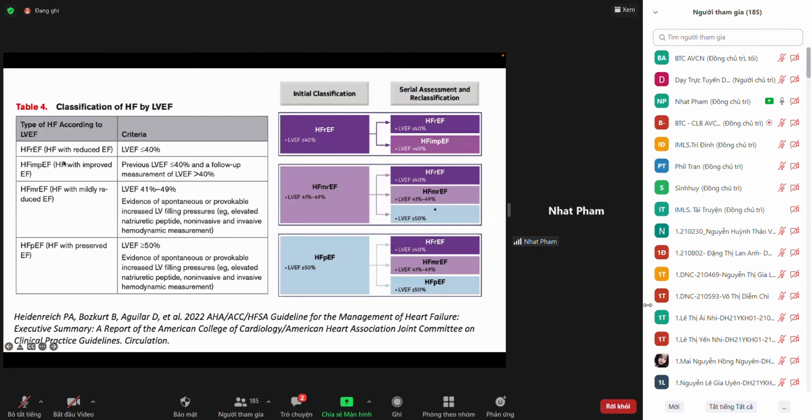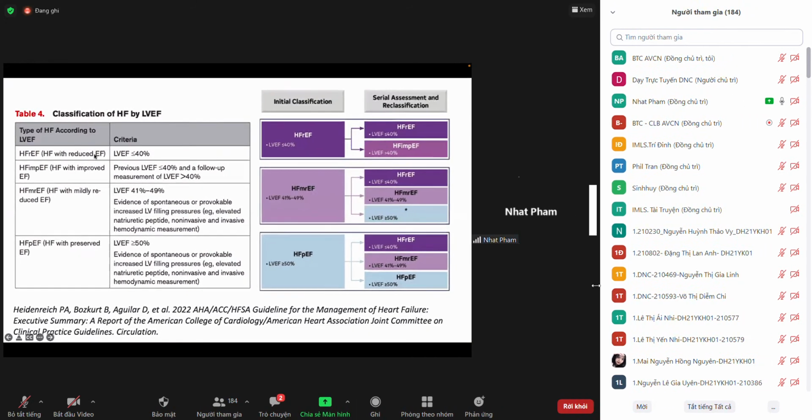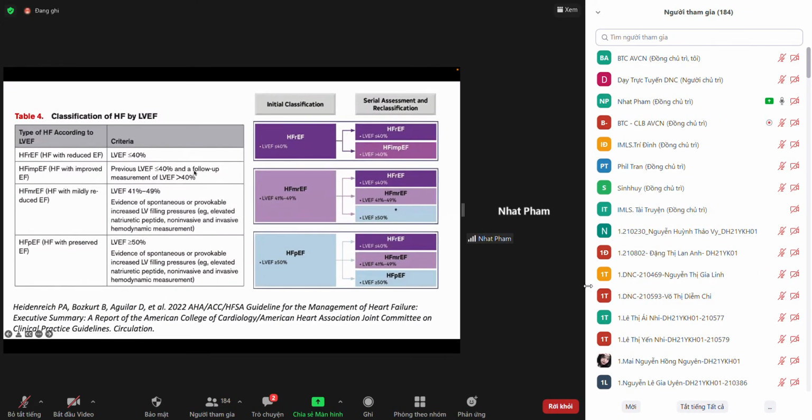So what is the difference between improved ejection fraction and mildly reduced? For improved, previously it was lower, less than 40%, so within reduced ejection fraction. However, on follow-up measurement at the moment, it's more than 40%. In that case, we call it improved ejection fraction. For the mildly reduced, it's only within 41 to 49%. So this is the new definition of the ACC or AHA from 2022.